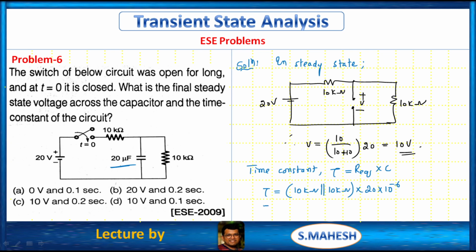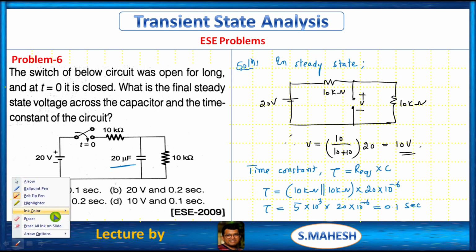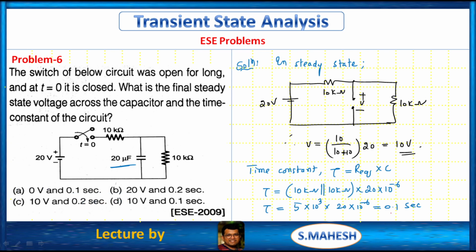So tau is equal to 10 into 10 by 10 plus 10, that is 5 kilo ohm. 5 into 10 cube into 20 into 10 power minus 6, which is equal to what? 0.1 second. Therefore the answers are 0.1 second and 10 volts.